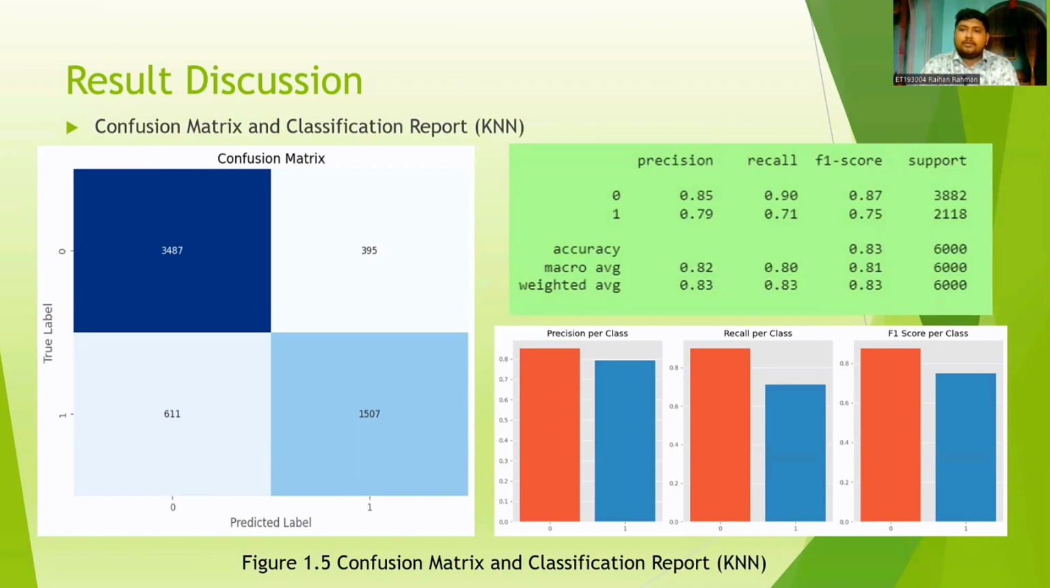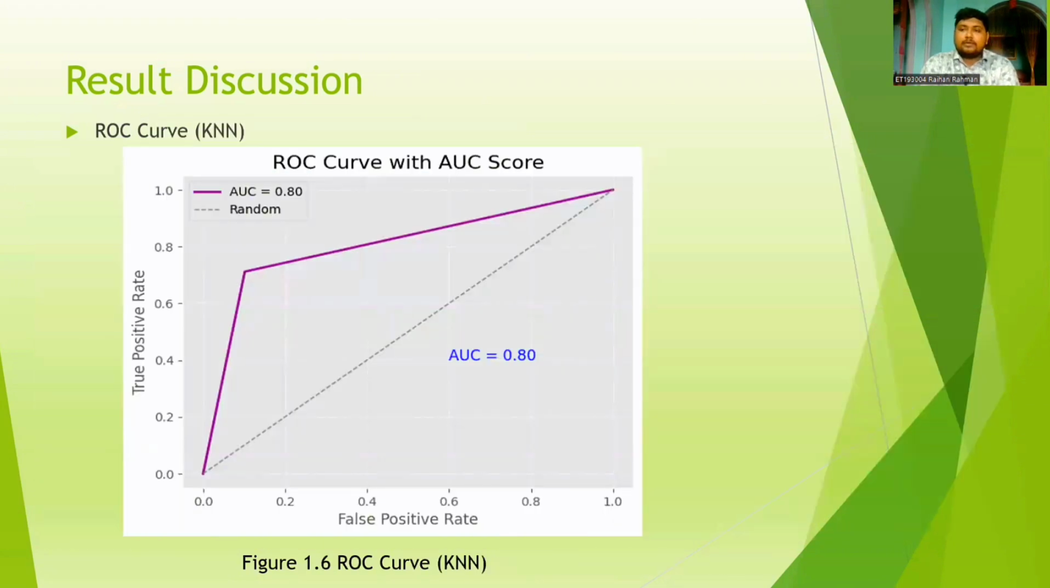We can also see that in 2,118 stable data points, my model correctly predicted 1,507 data points as stable, but it predicted 611 data points as unstable. That was not correct. A confusion matrix has 4 parts: true positive, false positive, true negative, and false negative. This is the ROC curve with AUC score of our model K nearest neighbor. We can see that the AUC score is 80%, which is lower than Naïve-Bayes.